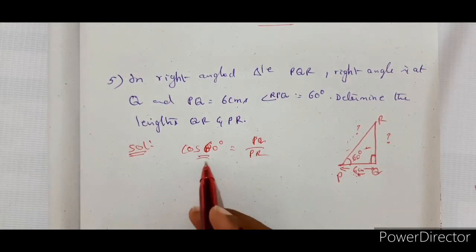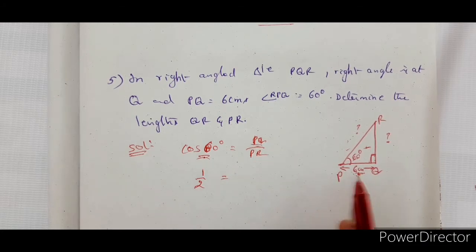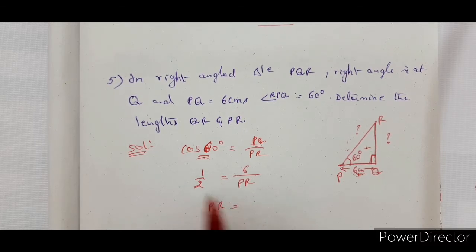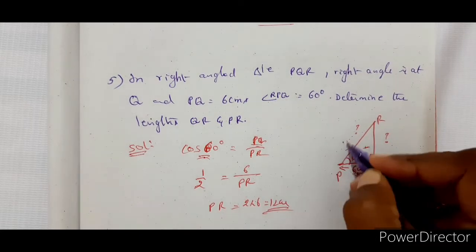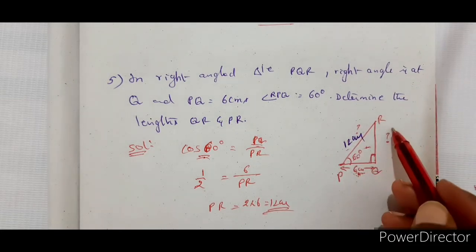But what is cos 60? Cos 60 is the standard value, the result we have already derived and also started using. Cos 60 is equal to sin 30, that is 1 by 2. So 1 by 2 is equal to, what is PQ from the figure? 6 divided by PR. Now cross multiplication, PR is equal to 2 into 6, which is equal to 12 centimeters. So we got PR to be equal to 12 centimeters. Now we got this one, and now we want this one.